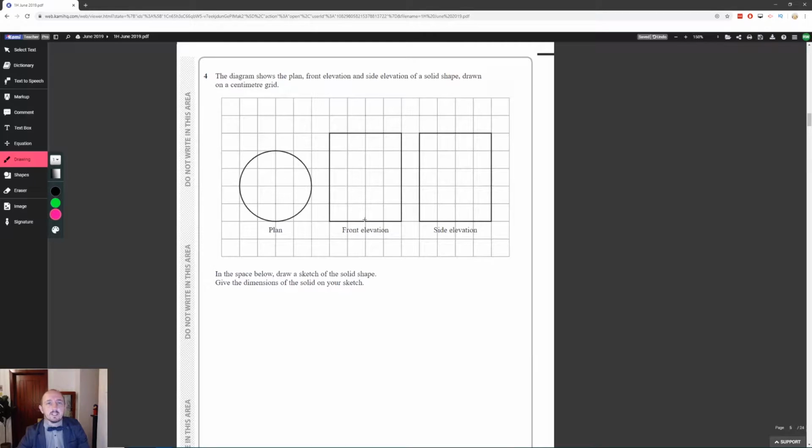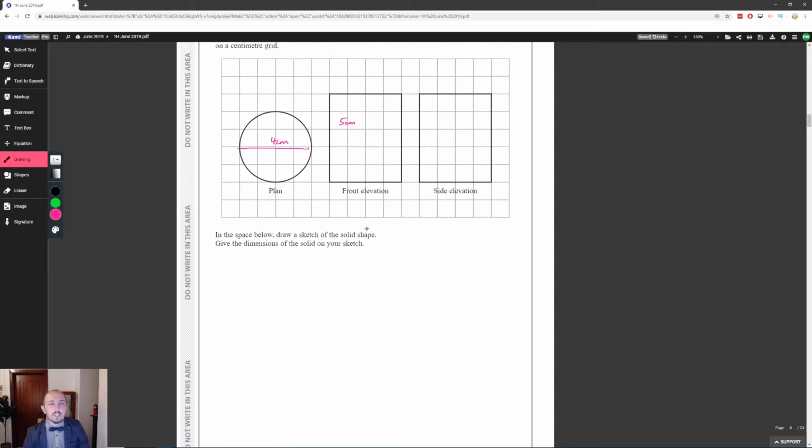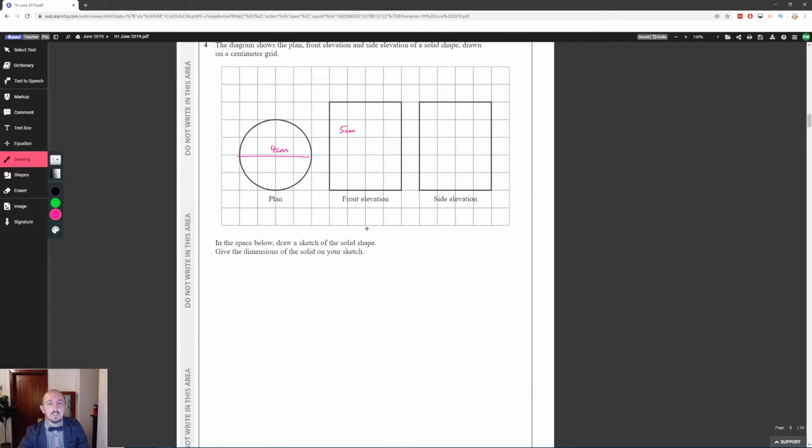A plan, front and side elevation. So from the top, the plan is a circle, and the diameter here is 4 centimeters on the grid. And the height of these is 1, 2, 3, 4, 5, so 5 centimeters in height there. When you look at it from the front you just see this sort of rectangle shape, and from the top it's a circle, that means we're actually going to have a cylinder here. So the dimensions of this are going to be 4 centimeters going across, and 5 centimeters in height.